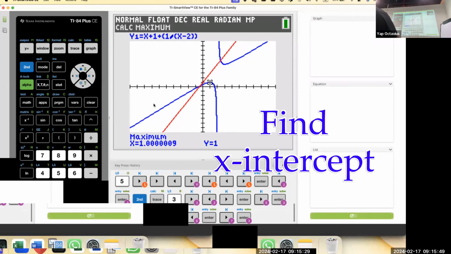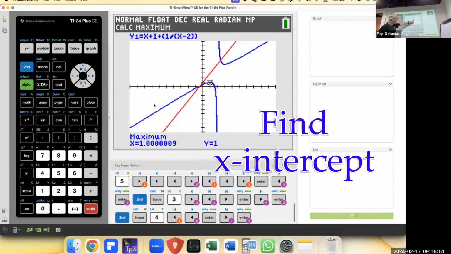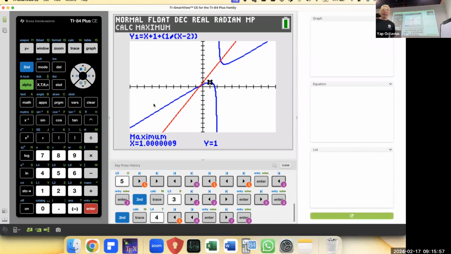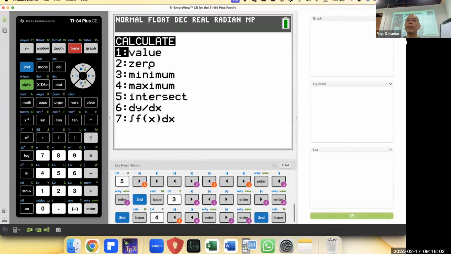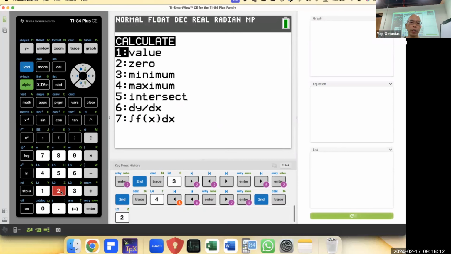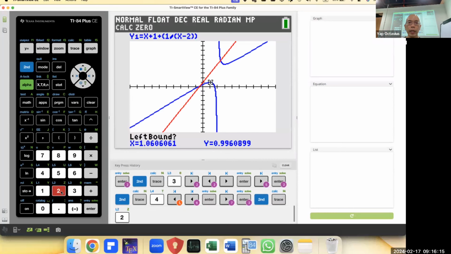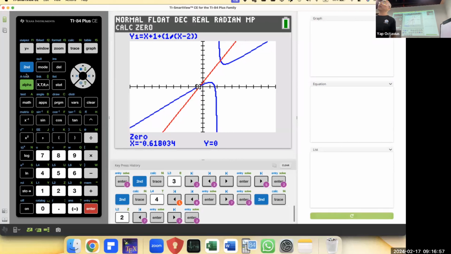Next, you find the x-intercept. Now, there are two x-intercepts on the blue curve. The x-intercept is called the zero, so you use the zero function. Then over here, left bound, right bound. There you go. You know why you bound it? Because you're actually detecting a change in sign from a negative value to a positive value. That's what happens when you cut the intercept.